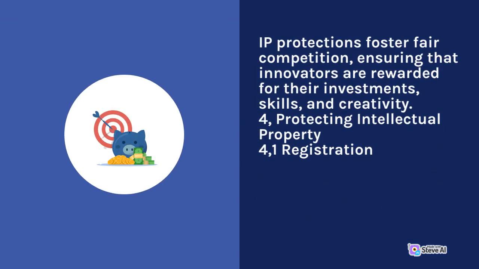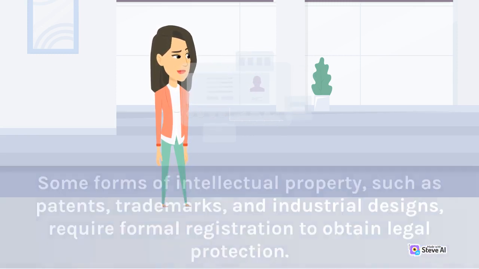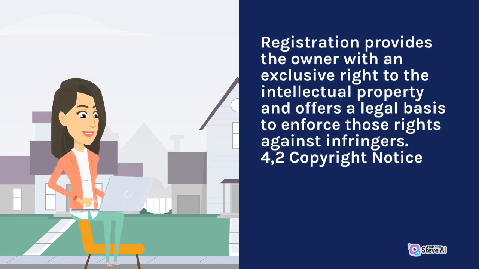4. Protecting intellectual property. 4.1 Registration. Some forms of intellectual property, such as patents, trademarks, and industrial designs, require formal registration to obtain legal protection. Registration provides the owner with an exclusive right to the intellectual property and offers a legal basis to enforce those rights against infringers.